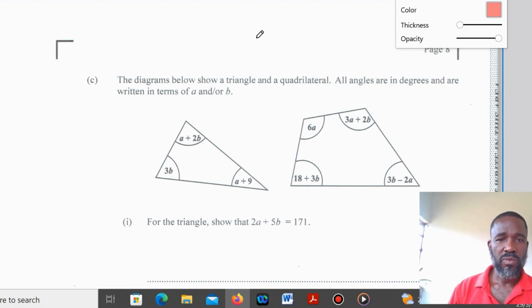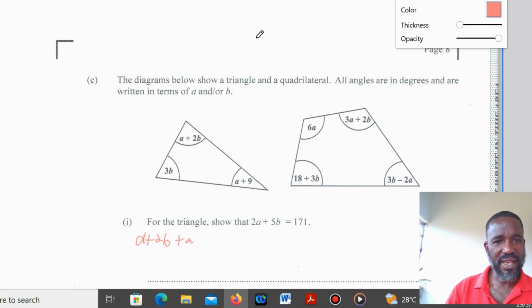Okay, now what we need to understand in doing a question like this, we need to understand that the internal angles in a triangle is equal to 180. So the sum of the angles here are supposed to add up to give you 180. Okay, so therefore we have A plus 2B plus A plus 9 plus 3B is equal to 180.